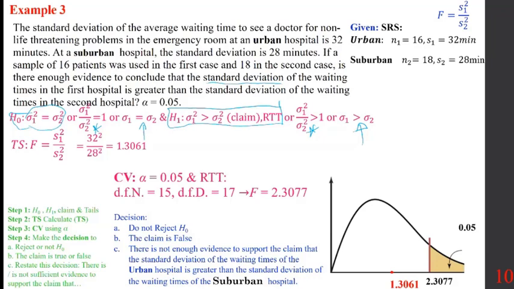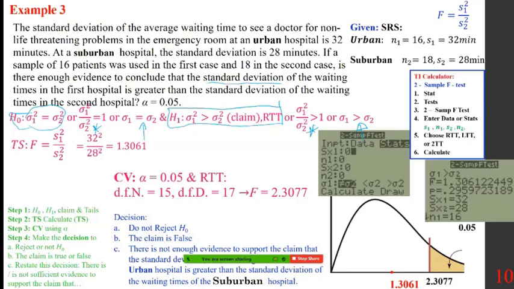There is not sufficient evidence to support the claim that the standard deviation of the waiting times of the urban hospital is greater than the standard deviation of the waiting times for suburban ones. If technology is used, it gives us the p-value. So for technology, namely TI, you just use two sample F-test. You plug in the information, and as you can see, the p-value is larger than 0.05.